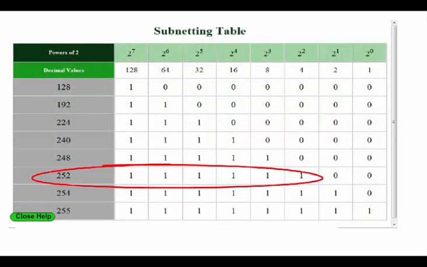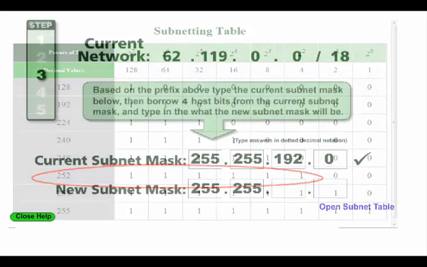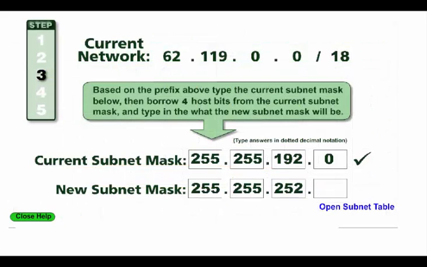Find the row which has exactly 6 ones in it, and you'll see the decimal equivalent is 252. So, we'll type 252 in the third octet for the new subnet mask. Again, when there are no more ones left, the bits are all zeros. So, we'll type a 0 in the last octet of the new subnet mask.